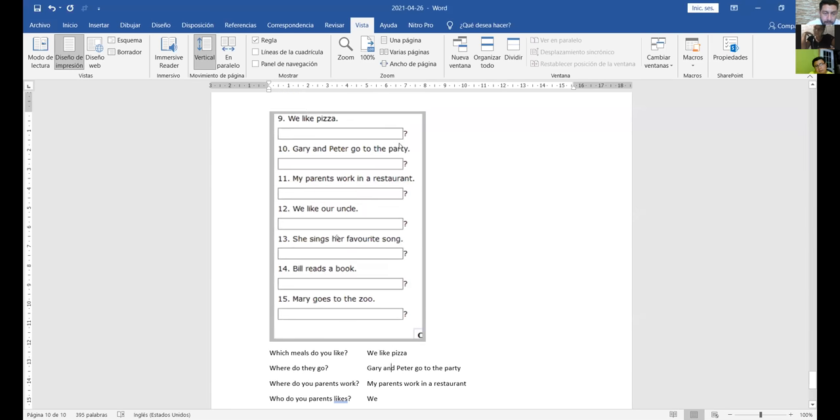Tenemos una duda con esto. We like pizza, porque tendríamos que consultar como alguien más está preguntando, ¿verdad? Pero así como a ustedes, ¿cómo sería ahí? Acuérdense que you puede ser singular y puede ser plural. Correcto. Sería, what do you like? Porque pizza es algo, entonces ahí ocuparía what. What do you like? Oh, we like pizza.